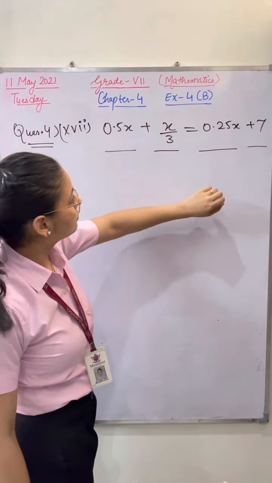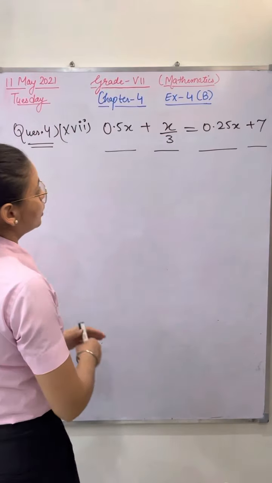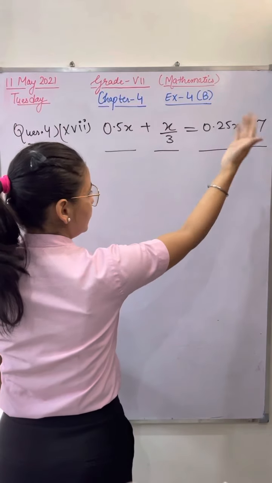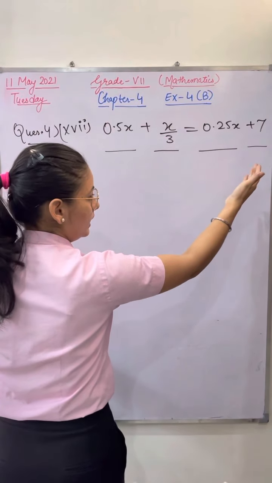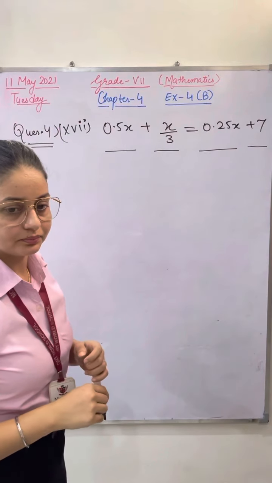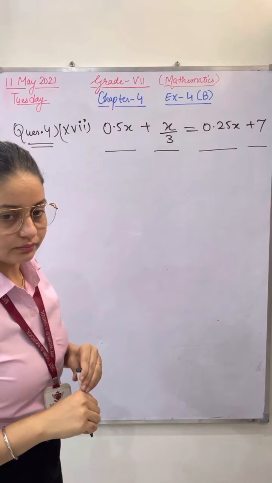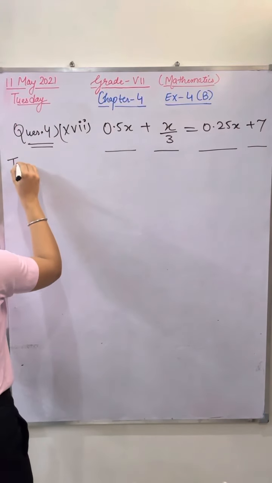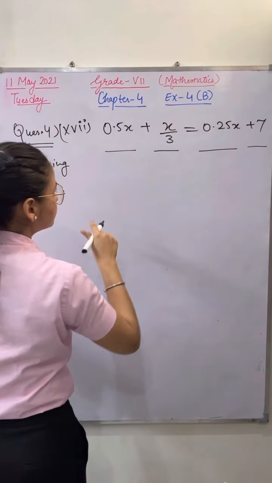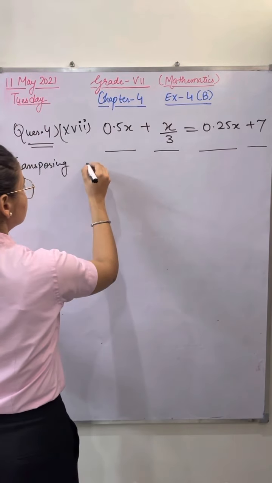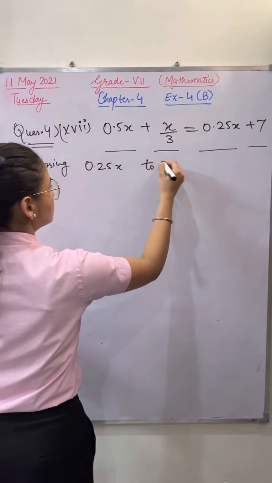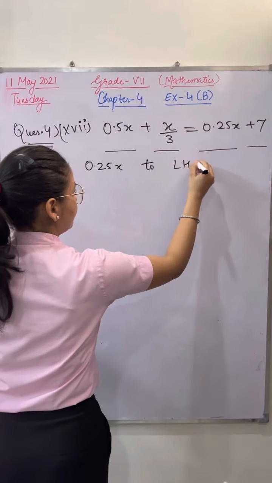Ma'am, we will multiply the 3 fractions. No, first of all, this is the variable. The variable value is here on the right hand side. I have to shift it to the left hand side. So which method will I apply here? Transposition method. So how will you write it? Transposing 0.25x to LHS, the left hand side.